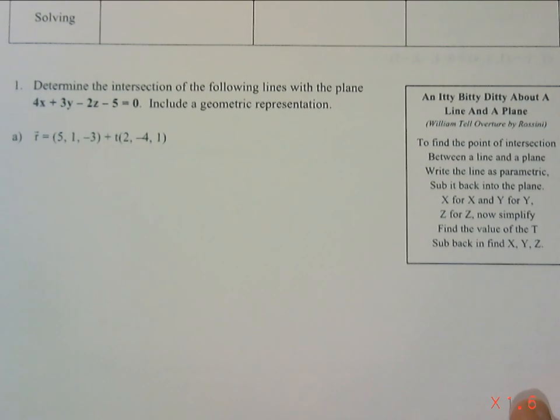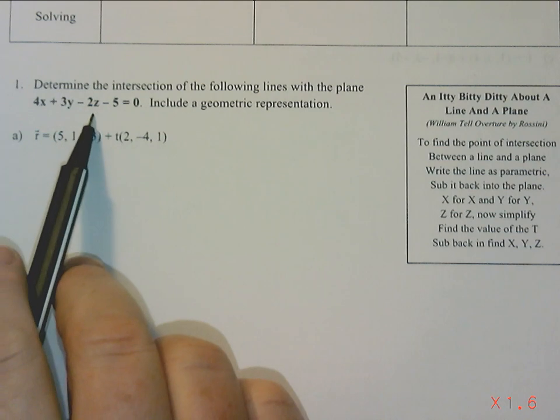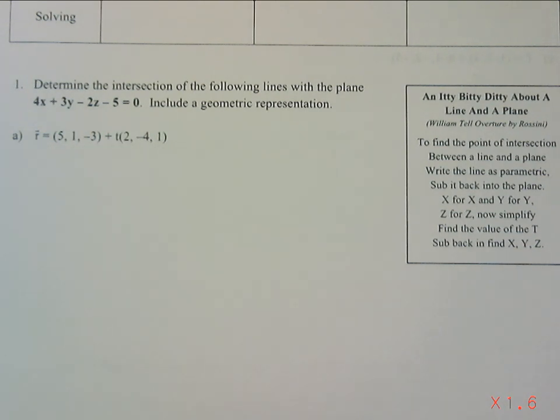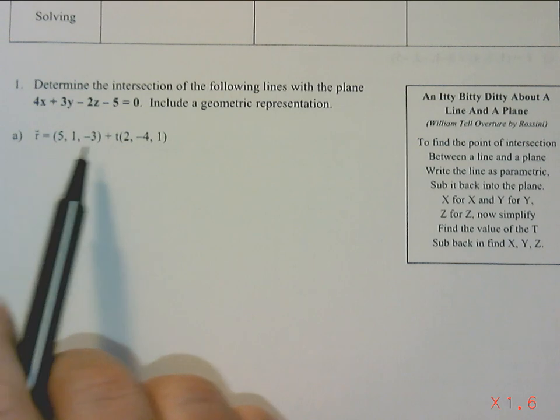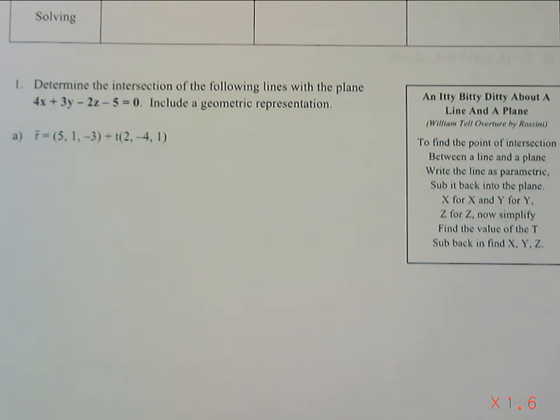We're going to do an example here. It says, determine the intersection of the following line with the plane 4x plus 3y minus 2z minus 5 equals 0. And then it says include a geometric representation, which just means draw a picture. So this is the plane. I know it's a plane because that's the scalar equation that we talked about yesterday. And then this is our line. I can tell because it has r and it only has one direction vector.